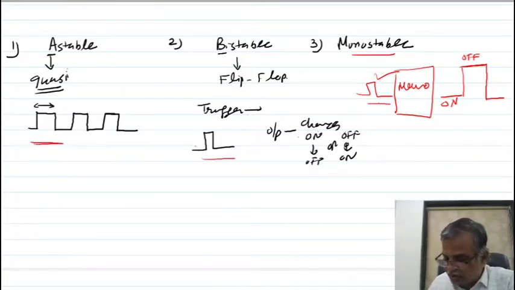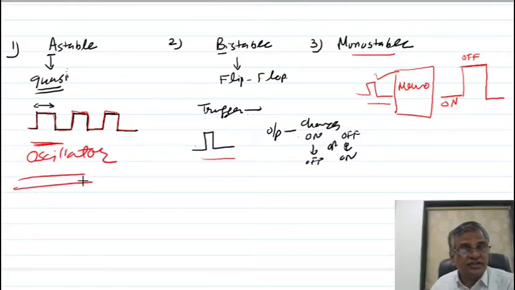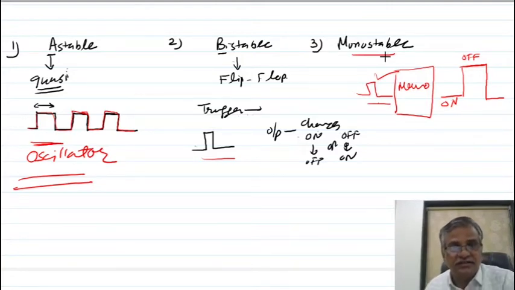The astable does not require any input. Without input, you are continuously getting a square wave, and therefore this circuit is known as an oscillator circuit. So an astable multivibrator is an oscillator. It is a square wave generator. The bistable and monostable circuits are not oscillator circuits.